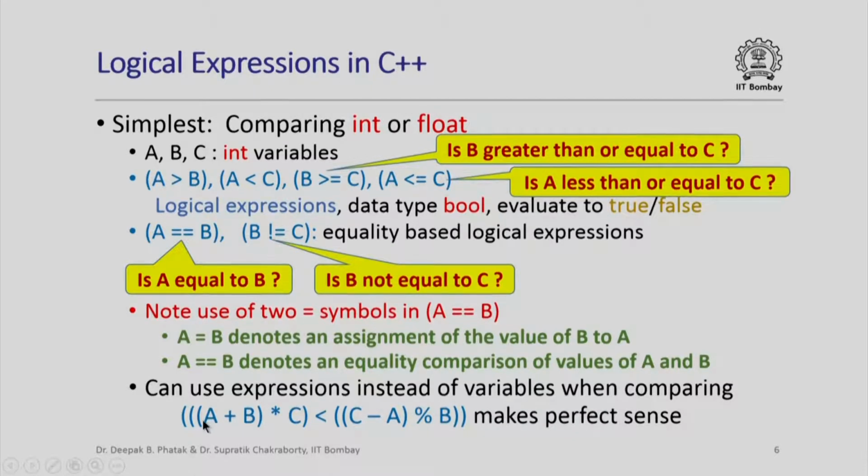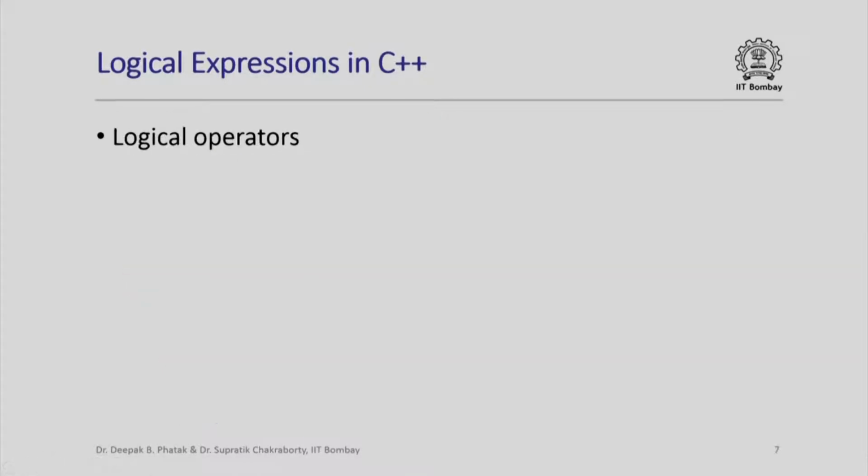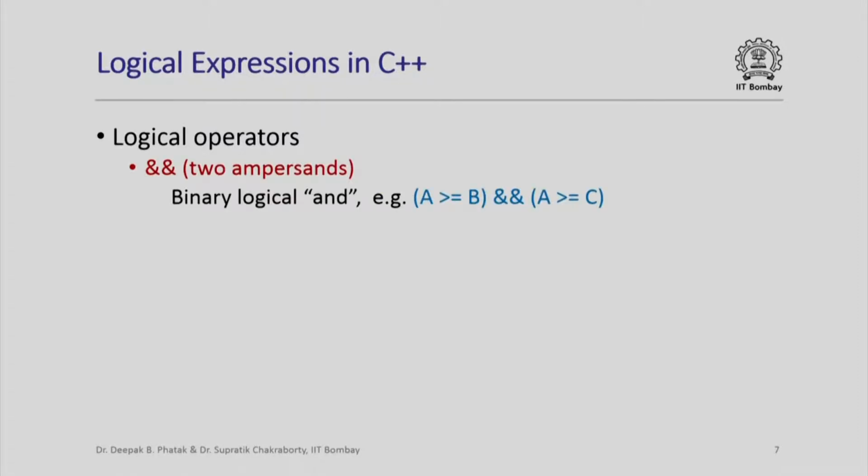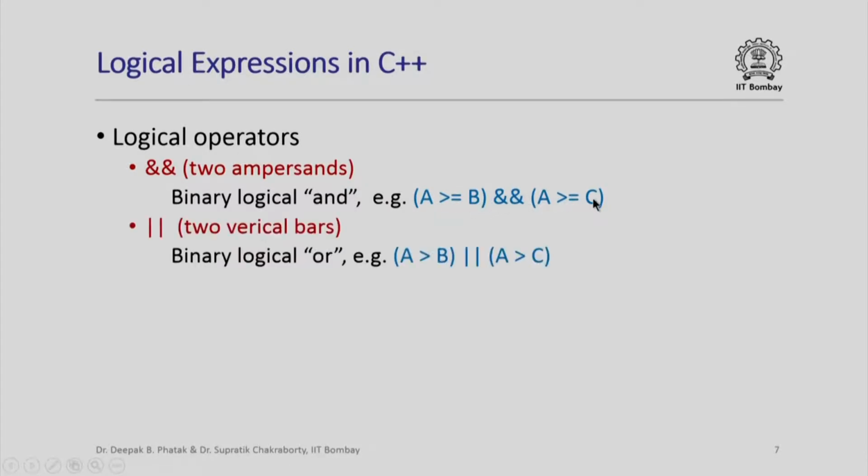For example, I could check if A + B * C is less than C - A % B. You already know the meanings of these symbols from our previous lecture on arithmetic expressions. Now there are also logical operators that are used in C++. For example, we use two ampersand symbols to denote the binary logical operator AND. For example, I could say A >= B && A >= C.